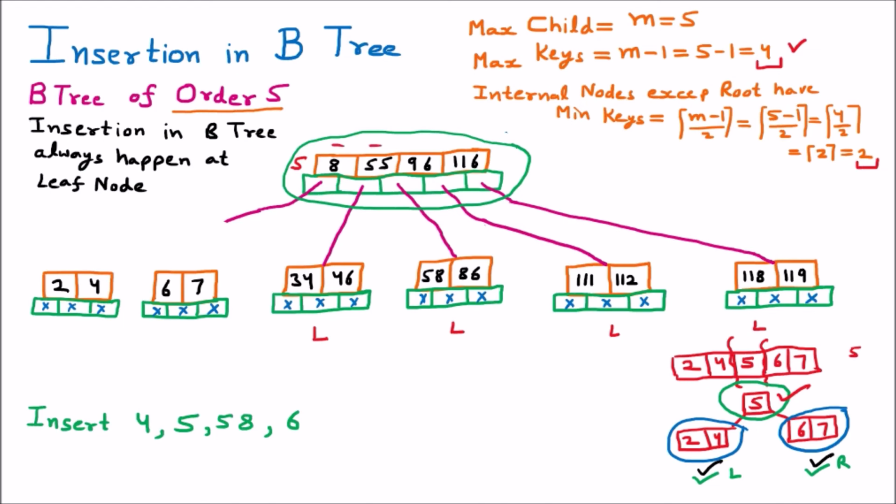So 1, 2, 3, 4, 4 keys are already present, and how many maximum keys can there be? It can be 4. So if I insert the 5 here, then that will become 5 keys, and 5 keys is not following the property. So whenever we have such a problem, we have to take out all the elements. So we are taking all the elements like 5, 8, 55, then 96 and 116. So we are considering these keys in the rough.